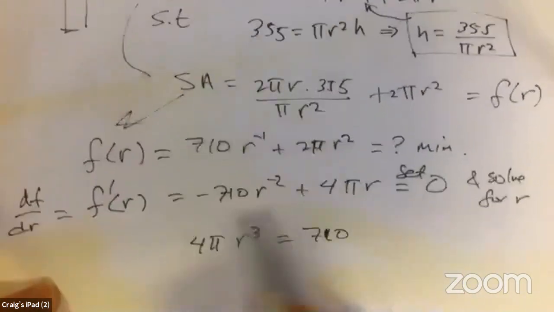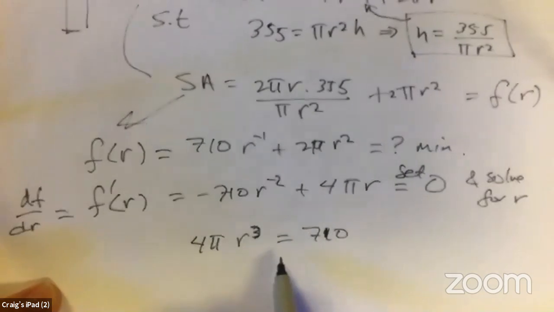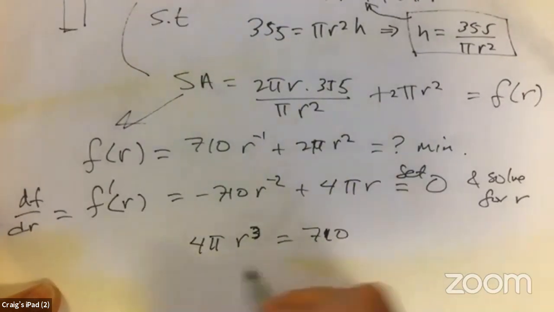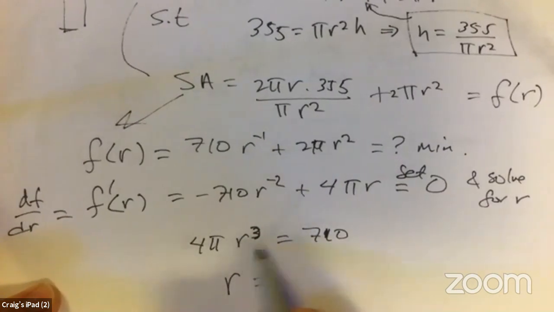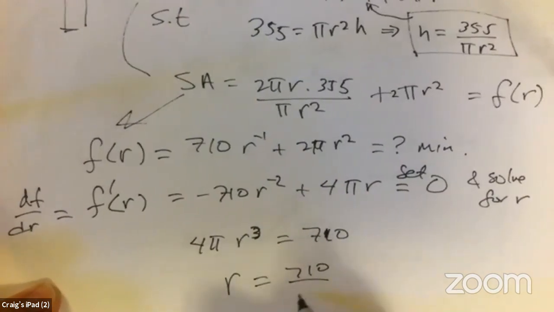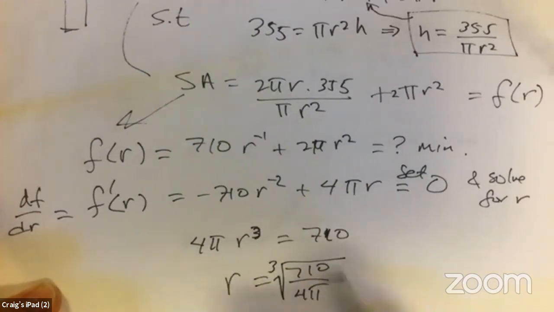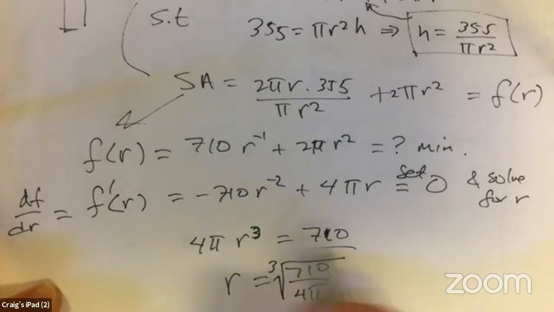So two steps of algebra gets us here, and now I just have r in terms of a number. r cubed equals 710 divided by 4 pi. That's r cubed, and if I cube root both sides, then that's our answer. So that's the only possibility of what could be a minimum.